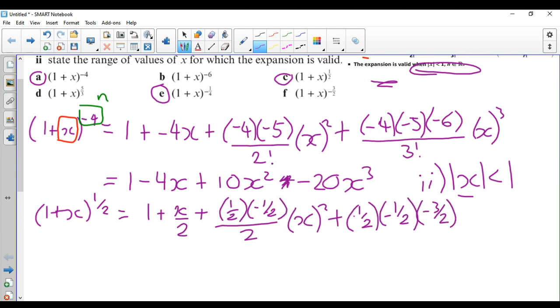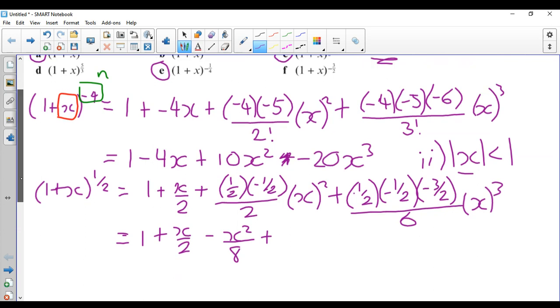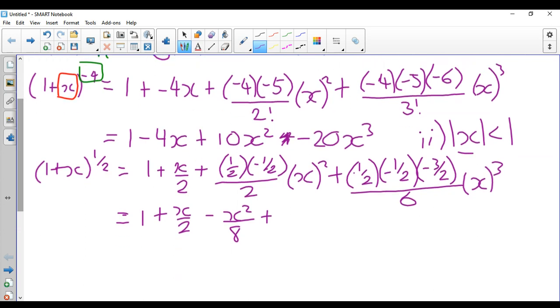Again, use your calculator if you're not sure what a half take 2 is. Instead of putting 3 factorial, I'm going to put 6 this time. It's up to you. It's completely equivalent. x cubed. So neaten it up. I've got 1 plus x over 2, minus an 8th x squared, so x squared over 8, plus, 2 minuses make a plus, so I've got x cubed, and if you work all that fraction out, you get a 16th.